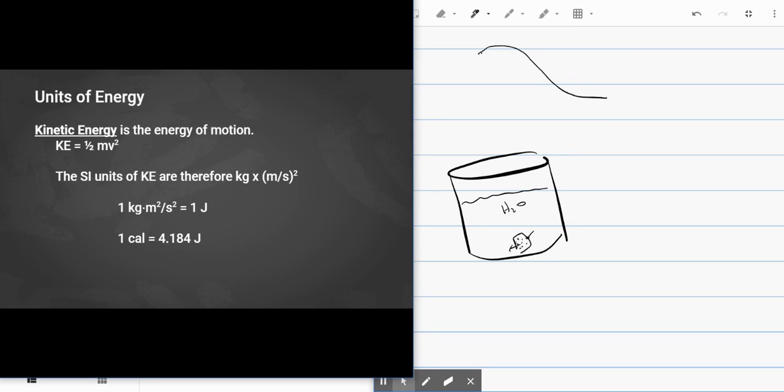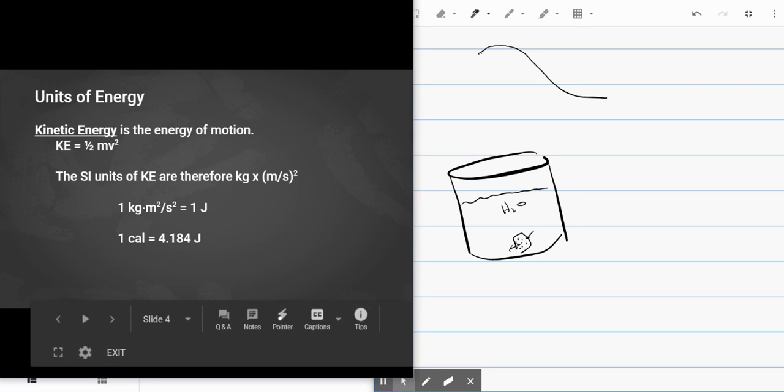And you might also know calories. Calories is more of a biology term, and that's what we use for food when we calculate how much energy is in our food. 1 calorie is equal to exactly 4.184 joules of energy.